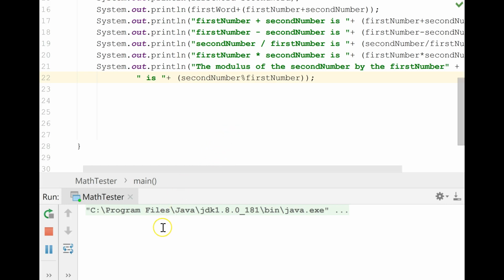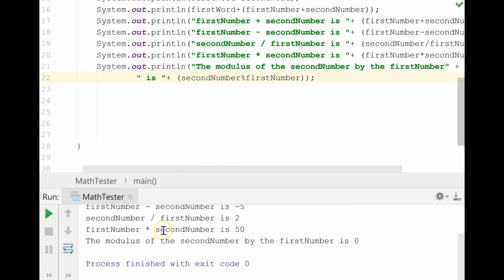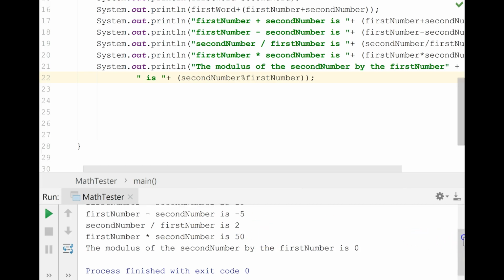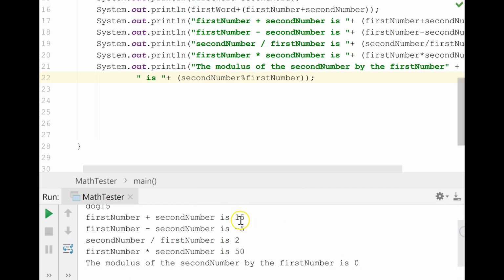So we should have a number of things that are printing out, and we can see what they're doing. Okay, so here is first number plus the second number is 15. Yep, that makes sense. First number minus the second number, we got -5. 5 minus 10 is -5. 10 divided by 5 is 2. That works. First number times the second number is 50. 5 times 10 is 50. The modulus of the second number by the first number. So 10 divided by 5, but we only care about the remainder. So 10 modulus 5 is 0. There is nothing left over. Okay?